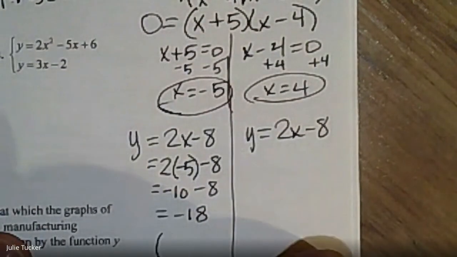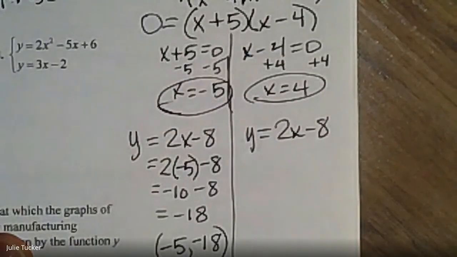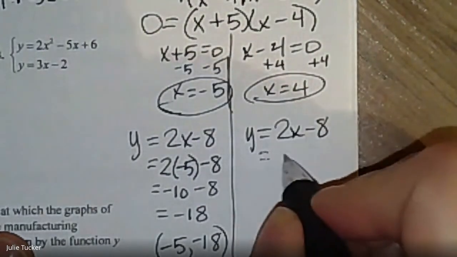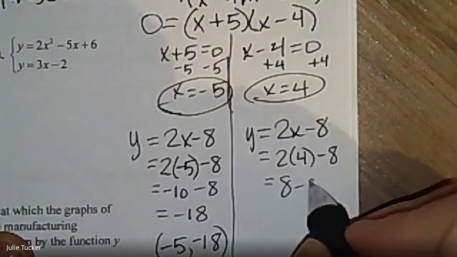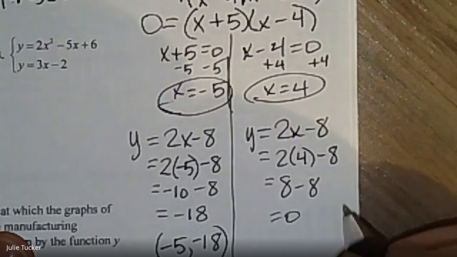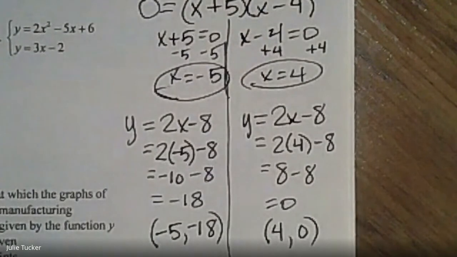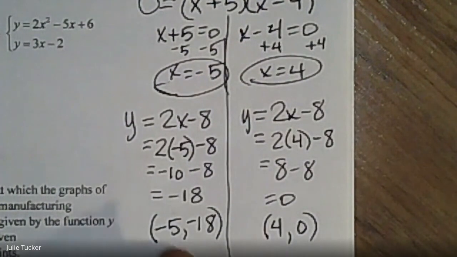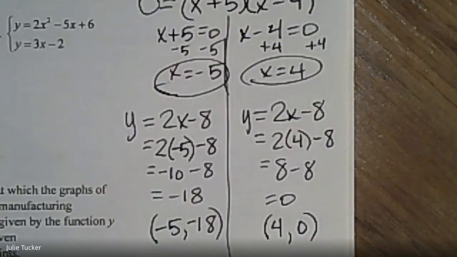So that means that is an intersection point at negative 5. Now let's do it with the 4. So now we have 2 times 4 minus 8. So 8 minus 8 is 0. So that means this one's happening at 4 comma 0. So if we graph it, we should get an answer at negative 5, negative 18, and 4, 0. So now I'm going to put on Desmos, and we're going to check it on Desmos, okay? So let me present my screen, and I'll get Desmos.